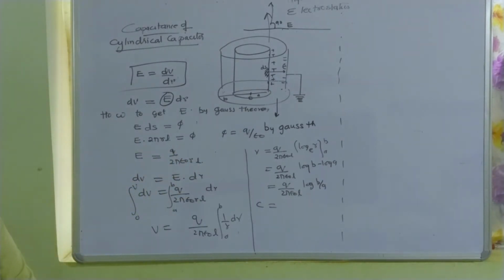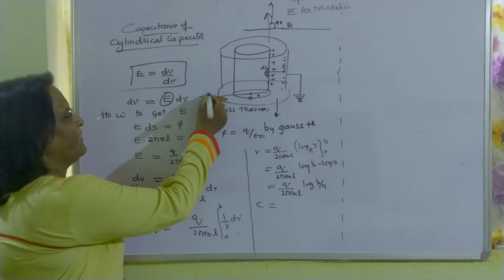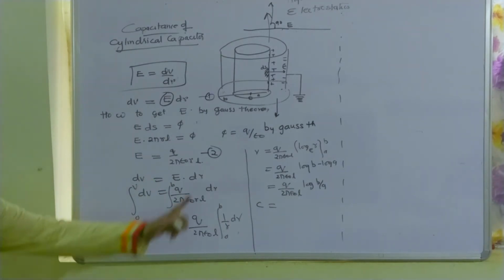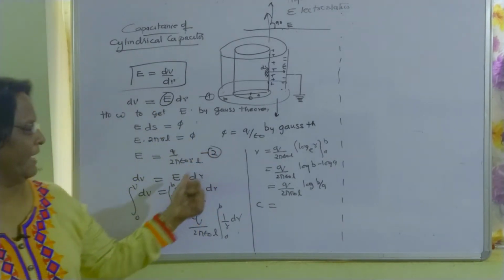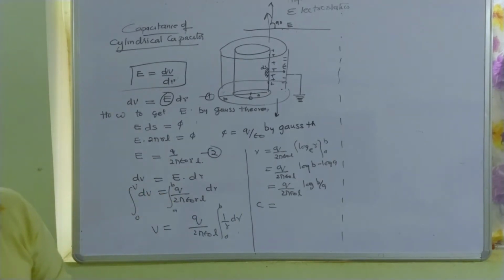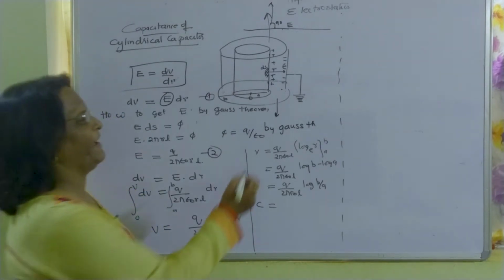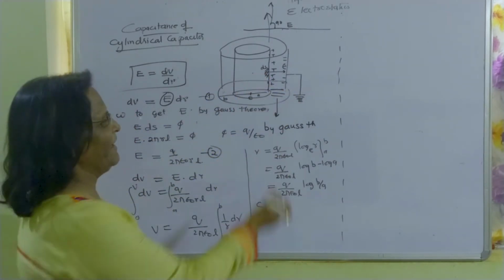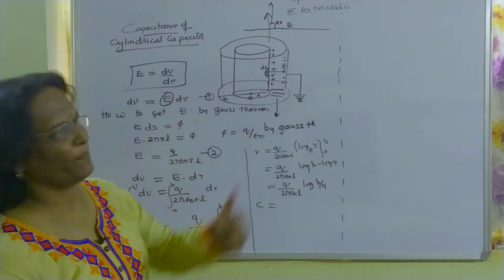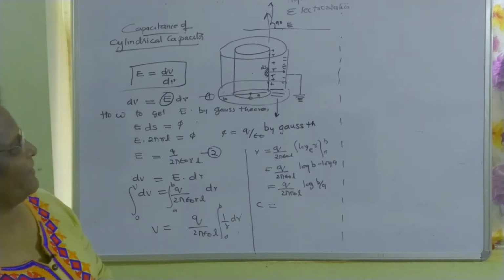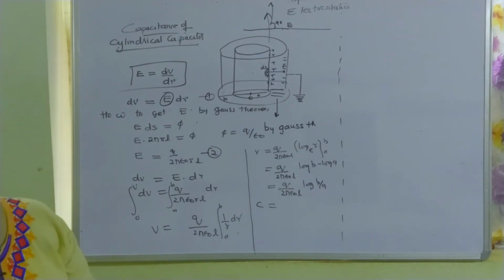Now we will substitute the value of E in equation number 1, and then we will integrate within the limits a and b. Why? Because the electric field is produced between the plates a and b in this region only. Inside, charges do not exist. Here we have given positive charge and the outer plate has got induced negative charge. So the electric field will exist between them, so the limits we have taken are a to b.